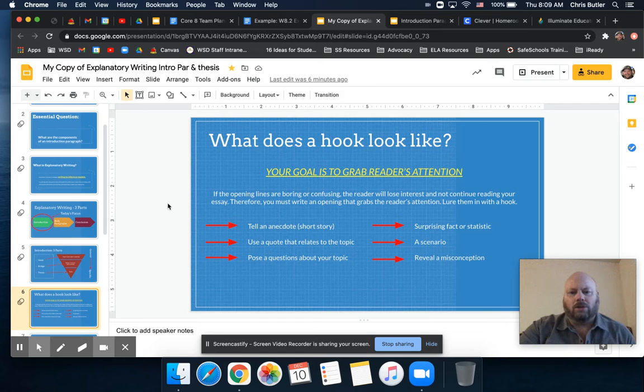Your goal with the hook is to grab the reader's attention, just like I just mentioned. You don't want to just start out with the information in the essay. It's boring for the reader. It can be confusing. The reader might lose interest. They might not continue reading. You want them to be interested in what you're writing about. So you need to open by grabbing the reader's attention, lure them in, hook them, just like you would a fish. So there's a few different ways to do this.